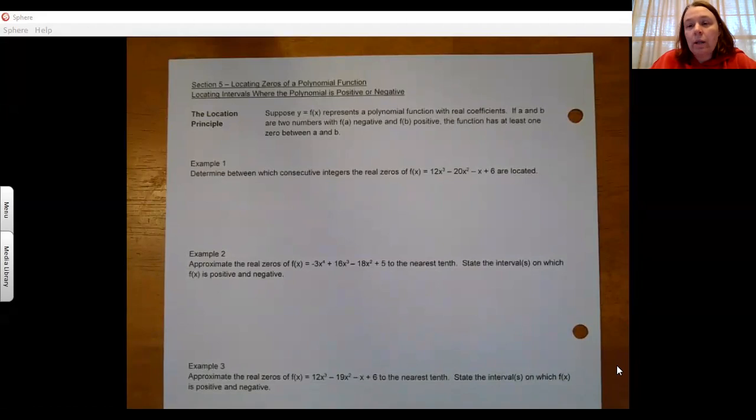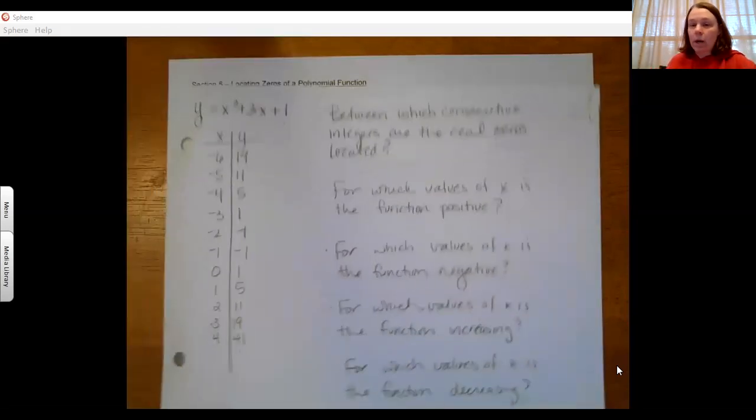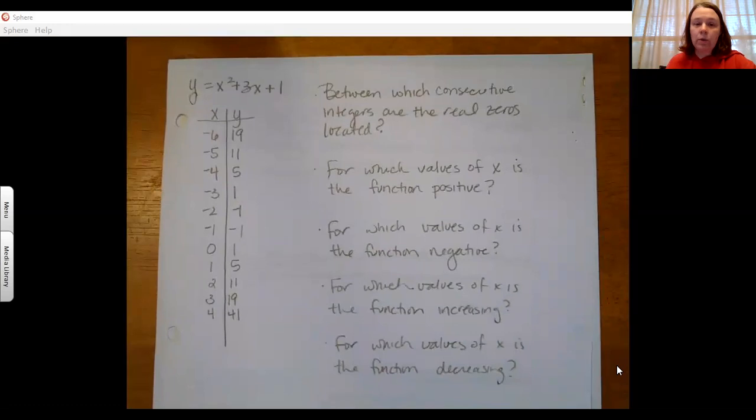We could just graph it and look at it and probably be able to tell. Before mathematicians could do that, right before they had nice handy-dandy graphing calculators, they would kind of just look at a table of values and try to be able to figure that out. And so here's an example.